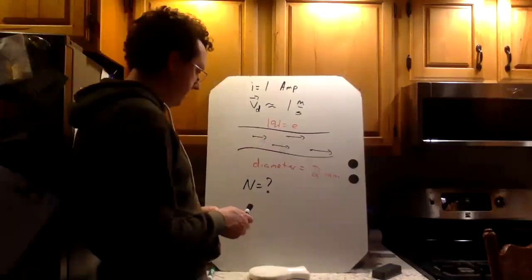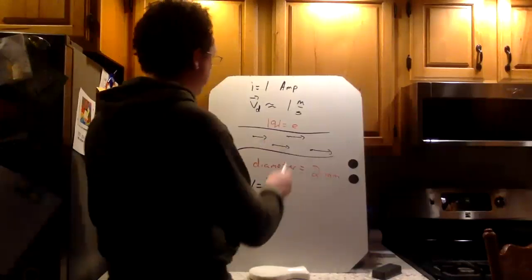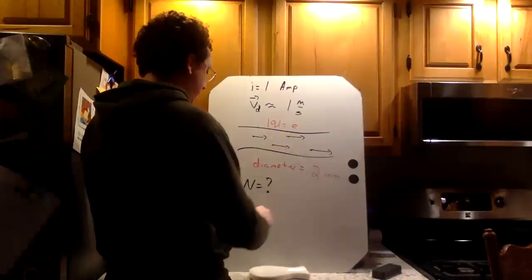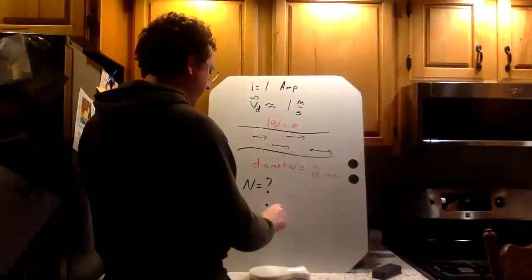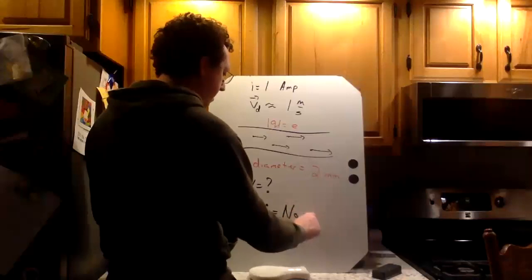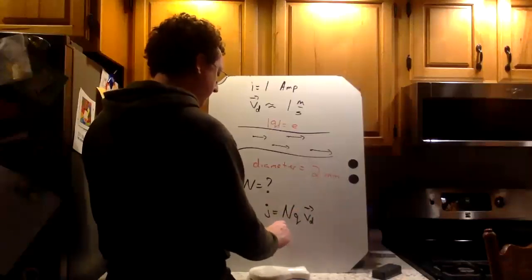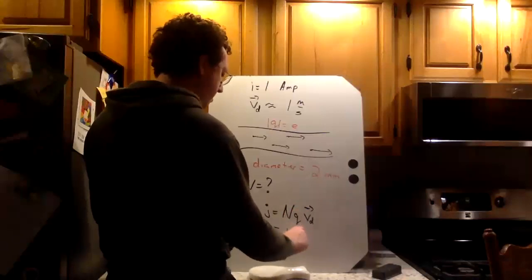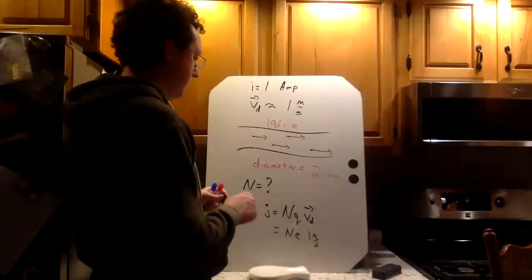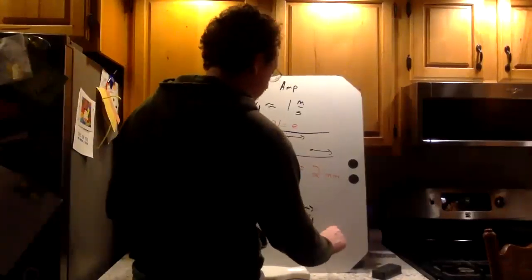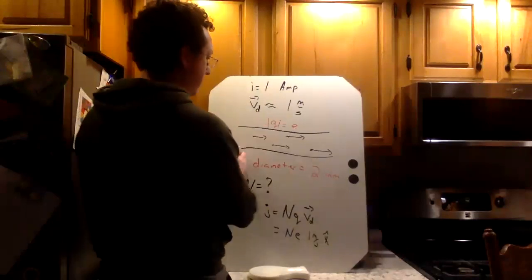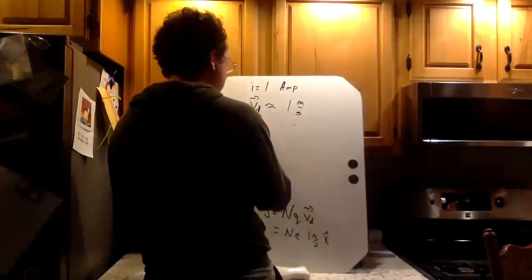All right. So let's do that. So I would look at my formula for J. The formula for J is N times Q times the drift velocity. So that is N times E times 1 meter per second to the right. So I'll call that X hat.